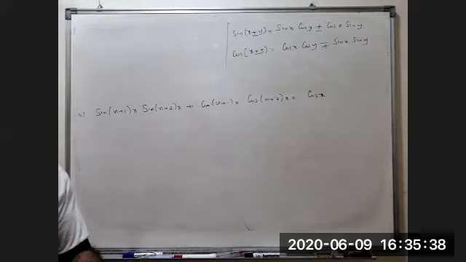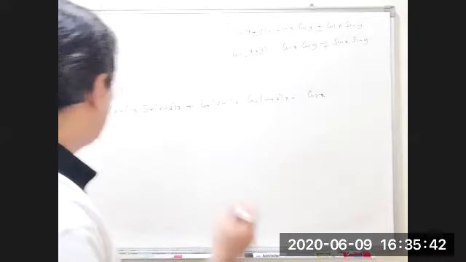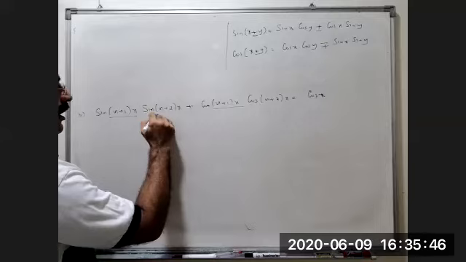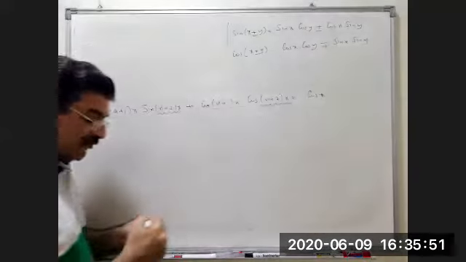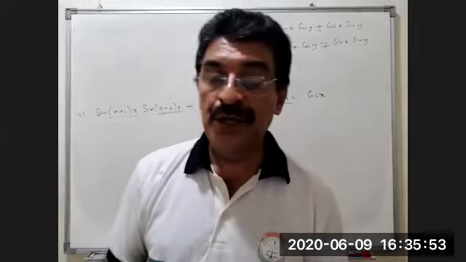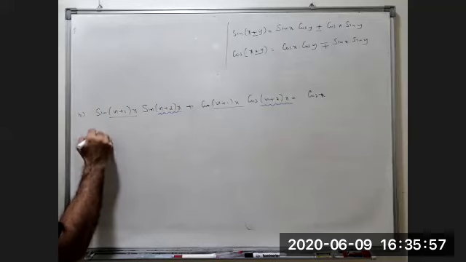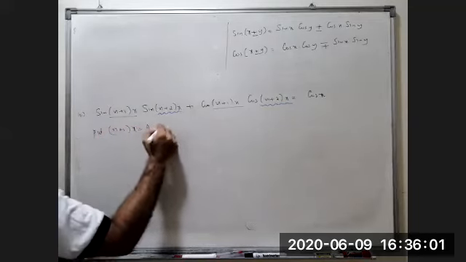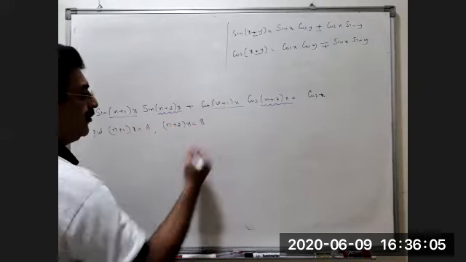By observing this one, we may not get the idea. But see, the angles n plus 1 into x and n plus 2 into x are repeating. If angles are repeating, for convenience, write n plus 1 into x as A, and n plus 2 into x as B.